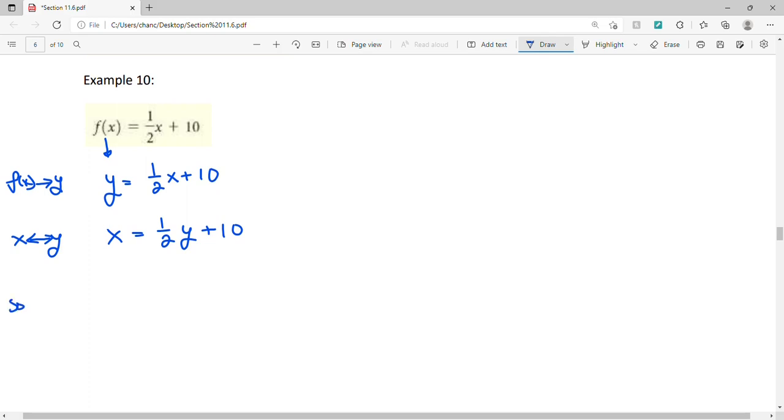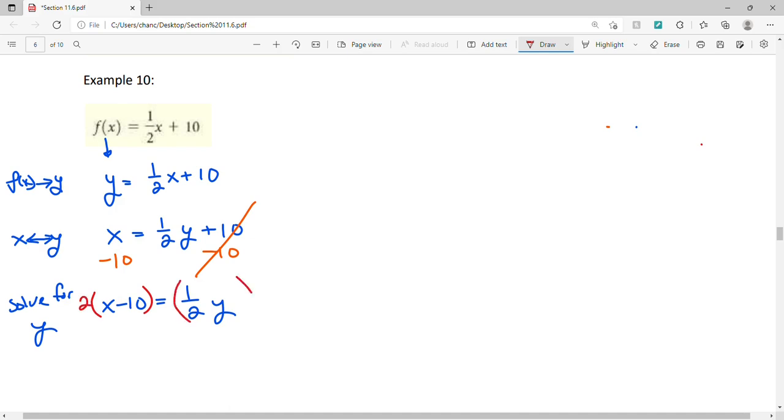Now let's solve for y. To do that, I will subtract 10 from both sides. And so that gives us x minus 10 is equal to 1/2 y. We can now multiply both sides by 2 to get rid of any fractions. And that means I need to distribute this 2. So that's 2x minus 20 is equal to, well, the 2 and the 1/2 reduce to just give us a y.